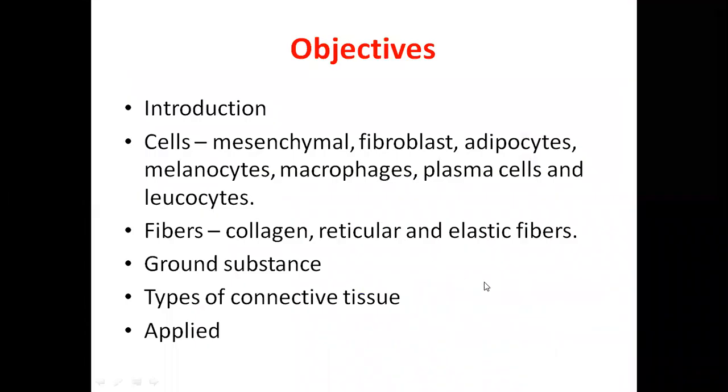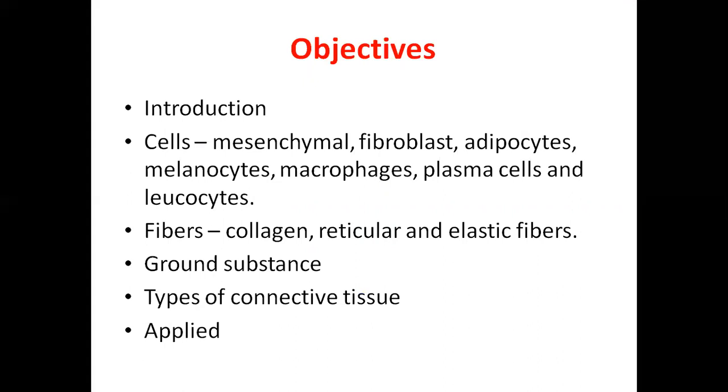So, what are we going to learn under this chapter? We'll see a part of introduction. We'll see what are the various cells which form the connective tissue. We have cells like mesenchymal cells, fibroblasts, adipocytes, melanocytes, macrophages, plasma cells, and leukocytes.